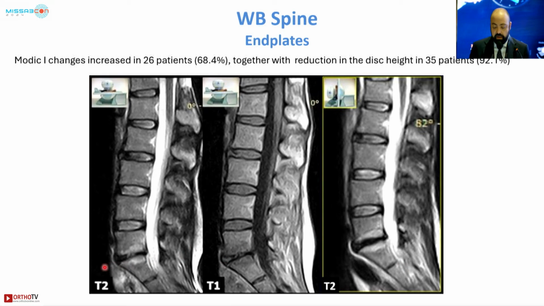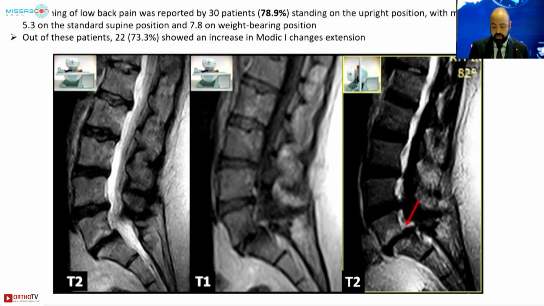as you can see here in this example, with an increase of the bone edema of the Modic 1 changes on both vertebrae. And this was also accompanied by an increase in the pain and symptomatology of the patient in the upright position.